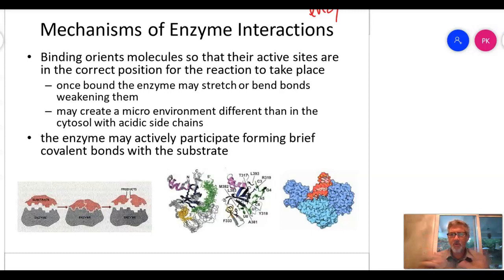So it fits in the groove, and it holds it so it can either put it together or take it apart, right? So it orients molecules so that their active sites are in the correct position. These molecules could bounce against each other many, many times, and eventually a reaction will happen, but it will not happen in the time you need it to happen. So the enzymes hold them in place so that the reaction is favorable. Right? So once bound, it may change the bonds a little. It may flex some.